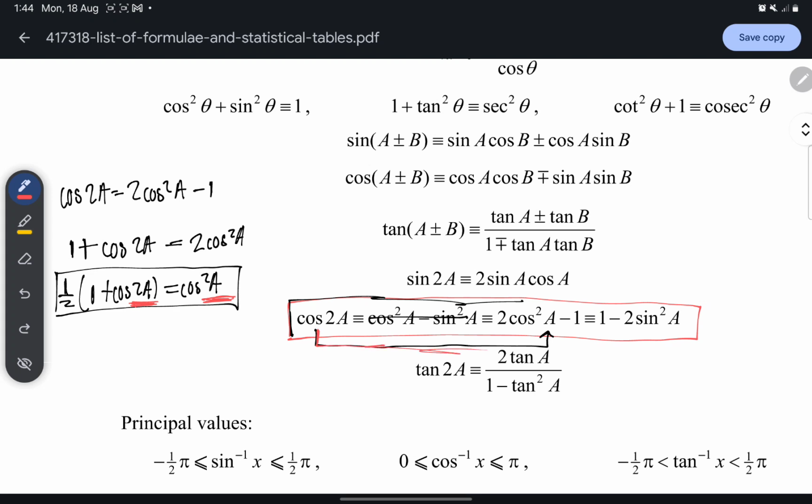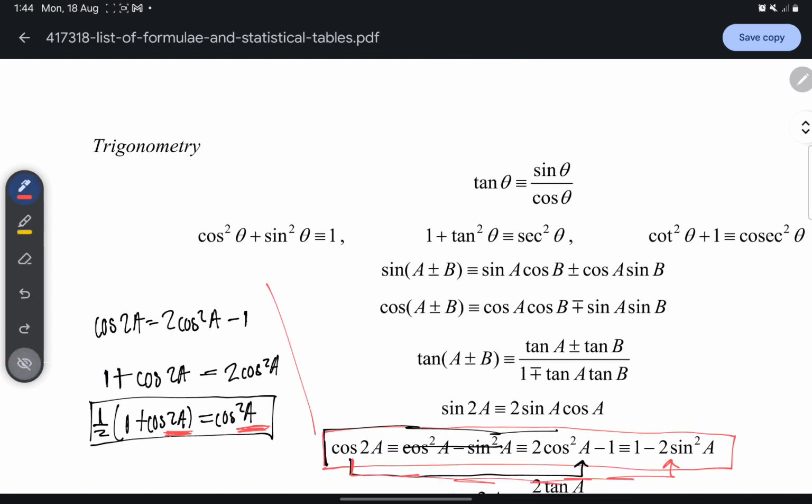We'd still use this cos 2a, but we take the last one, which is 1 minus 2 sine squared a. So now we can say here that cos 2a is equal to 1 minus 2 sine squared a. That's what it has. Now I make sine squared the subject, okay? How? I take it to the other side to make it positive. So I have cos 2a plus 2 sine squared a is equal to 1.